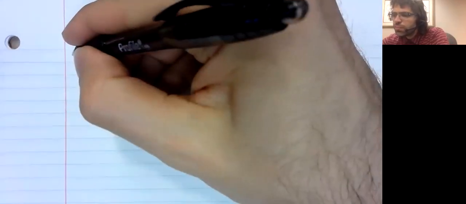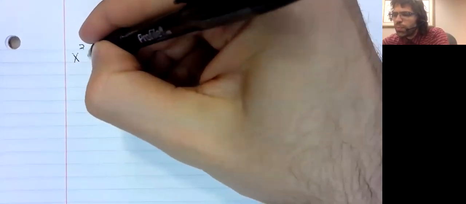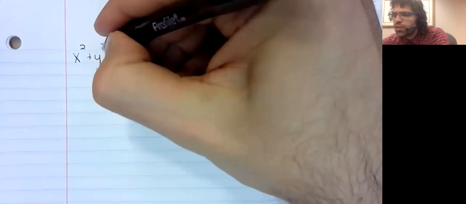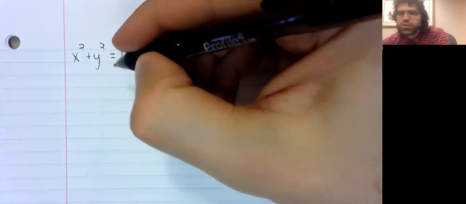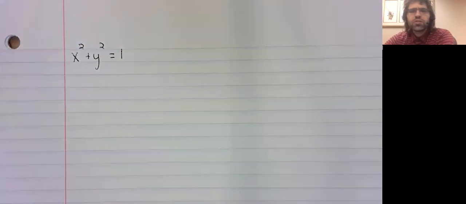If we know the x or the y coordinate of a point on the unit circle, and we know what quadrant the point is in, we can find the point. And we do this using the equation of the unit circle. x squared plus y squared equals 1.